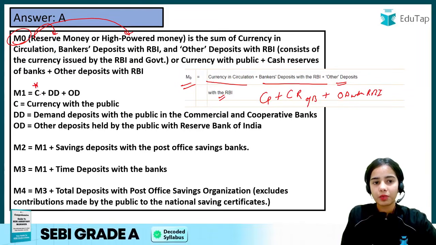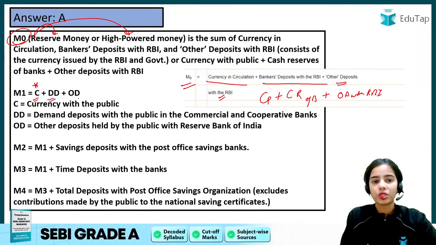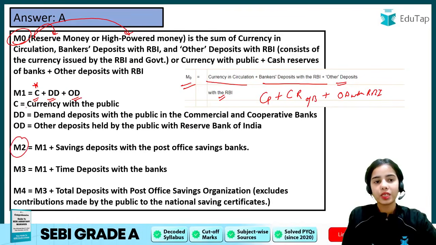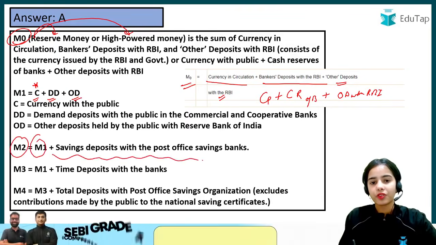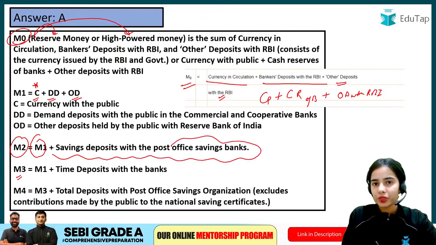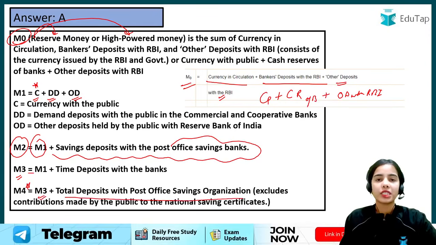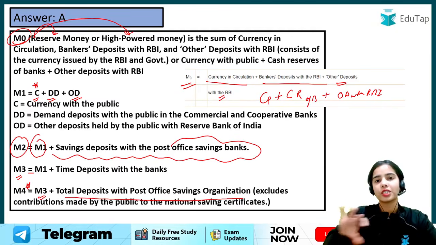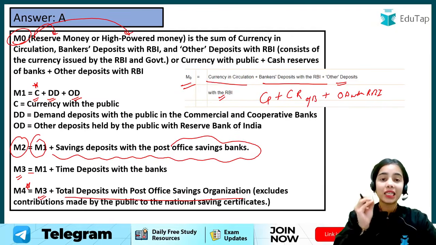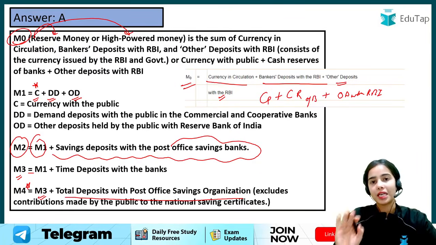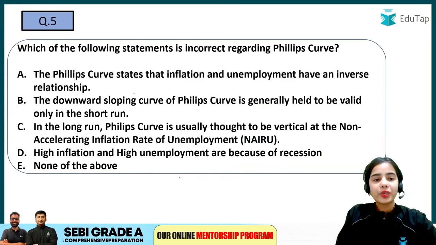M1 is currency with the public plus demand deposit plus other deposit. M2 is M1 plus savings deposit with the post office saving bank, and M3 is M1 plus time deposits with the banks. M4 is M3 plus total deposit with the post office saving organization excluding the national savings certificates. So remember that these formulas are very, very important from the examination perspective. Okay, so now coming to the next question.